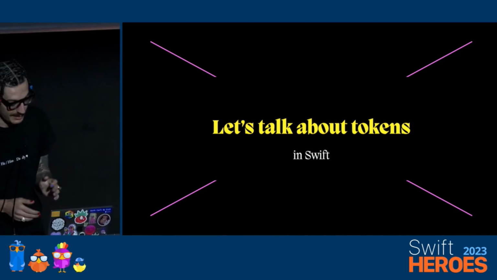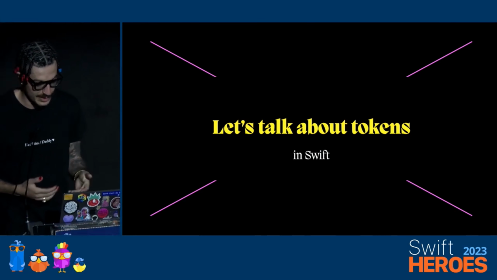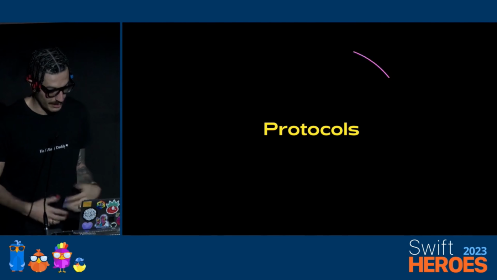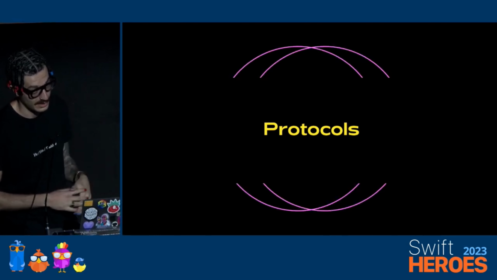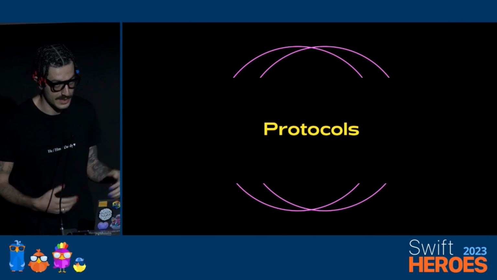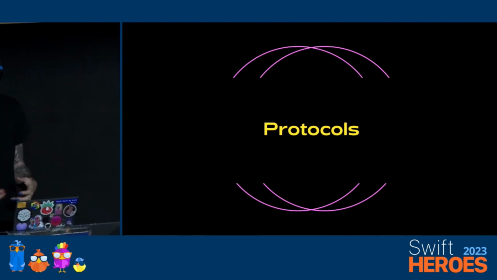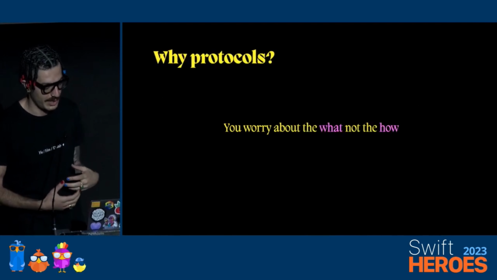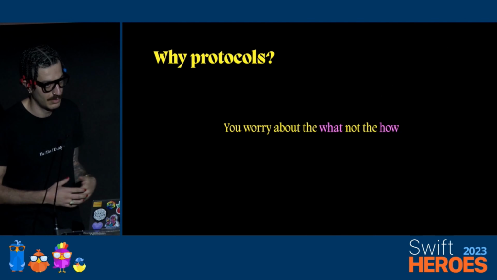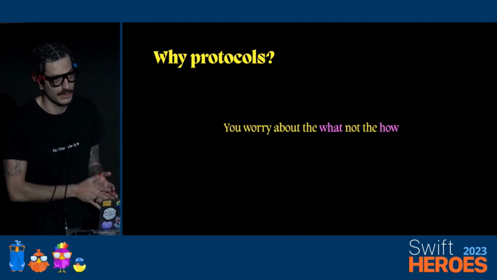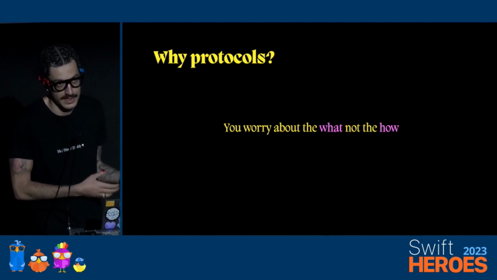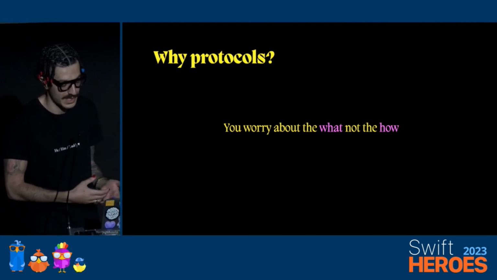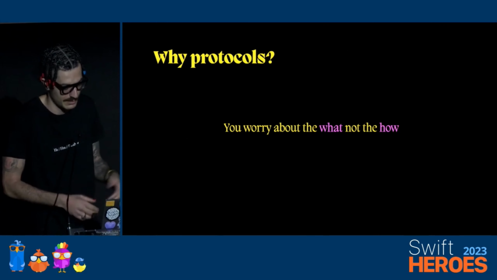So let's talk about tokens in Swift and how we can achieve the same level of detail that we saw in design. In order to do that, we're going to use protocols, specifically protocol composition, leveraging protocols to cluster each category of tokens that we saw together. Why protocols? Well, because protocols let you worry about the what, not the how. So by that I mean, when you use protocols with the tokens, you only have to worry about what token you need to use in that specific place and not have to worry about how it was implemented, what values were assigned to it, and so on and so forth, which makes your life much, much easier.